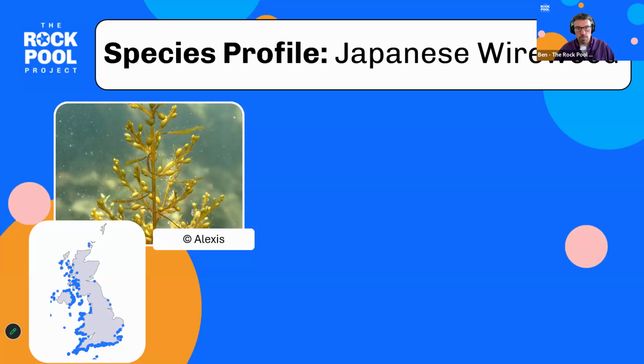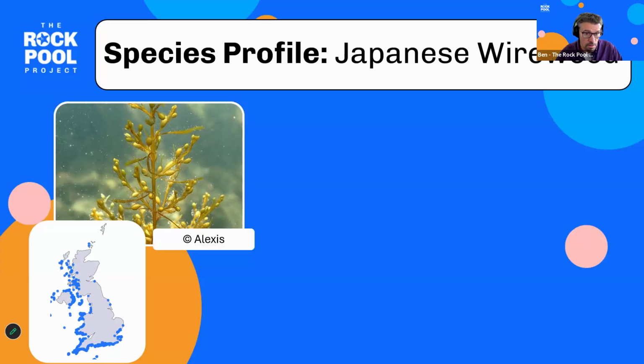Next one. So this is one that we are very familiar with down here in the southwest. It's Japanese wireweed. And you can see from the map here, it is very common on the western coast, all the way up to Scotland now, and stretching all the way across the south coast into the east coast. This has spread across the country very recently compared to some of the others.